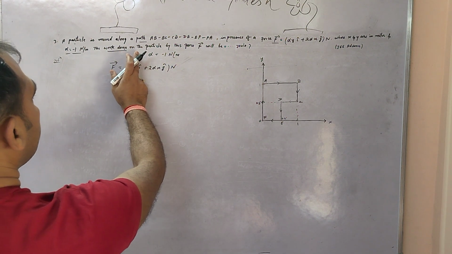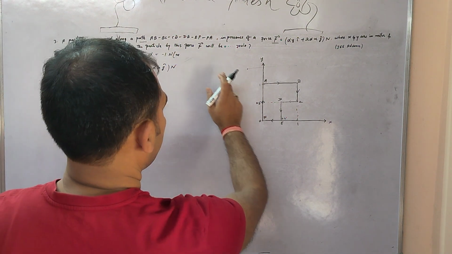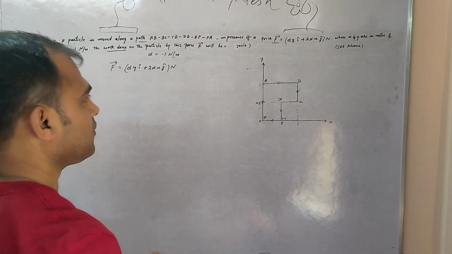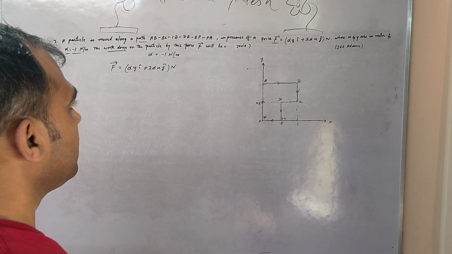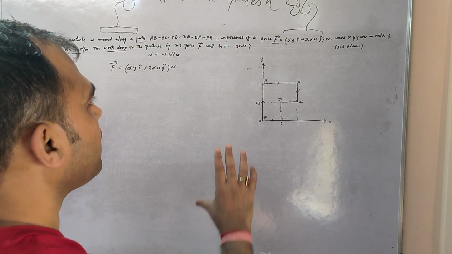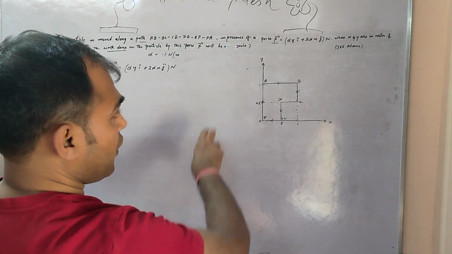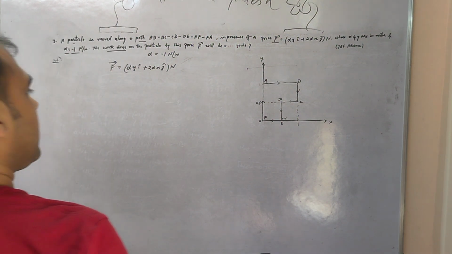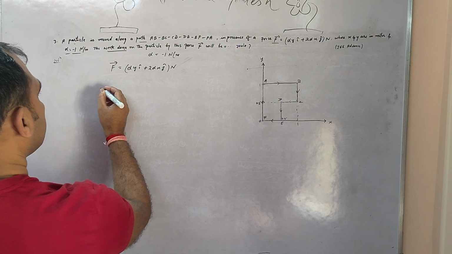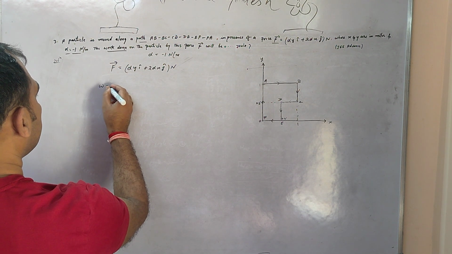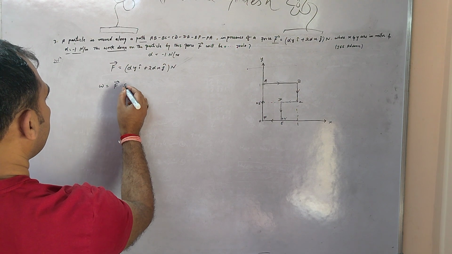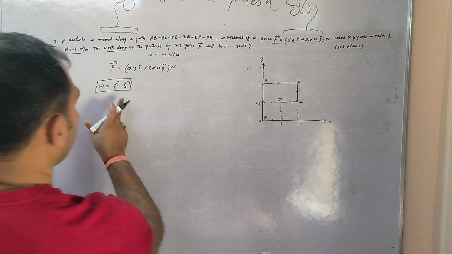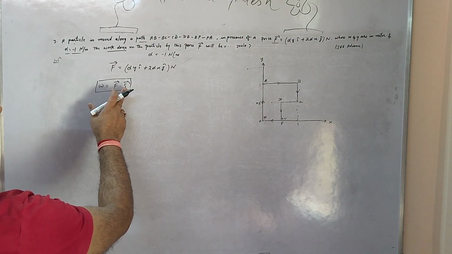So we have to find the work done on the particle by this force F along this path. Fine. Basically, this question is testing your expertise in scalar product of two vectors. As you know, work done is the scalar product of force and displacement. This is the formula of work done by a force F for displacement S.